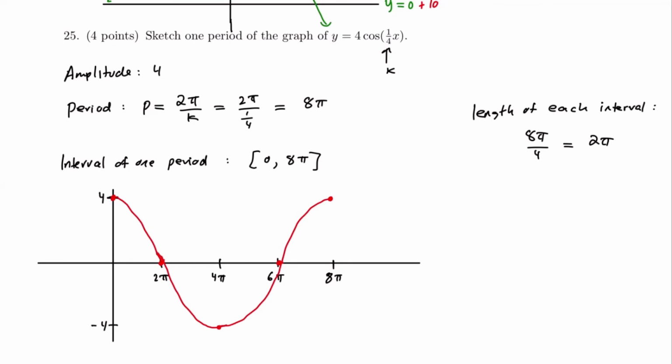So this is our graph. And then of course the graph continues in both directions, but we have just drawn one period since the question says one period. Okay, there you have it. This is the end of the test.